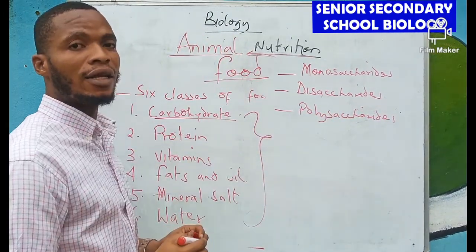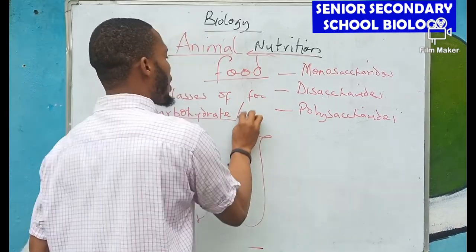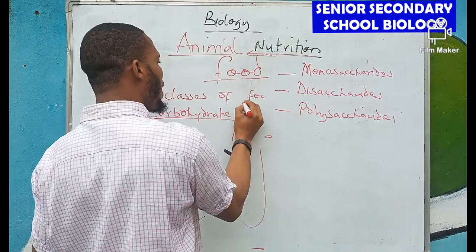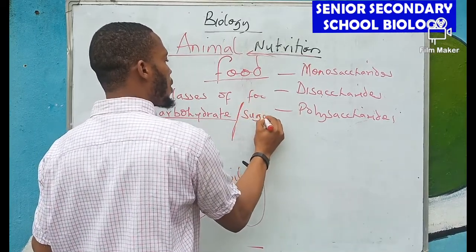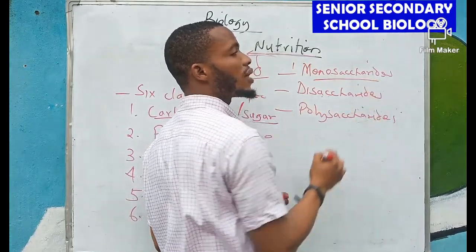Now, before I forget, carbohydrates are also called sugars. So whenever you hear sugars in biology, you're talking of what? Carbohydrates. So carbohydrates, you call them sugars. Whenever you hear sugar in biology, we're talking of carbohydrates. Exactly.